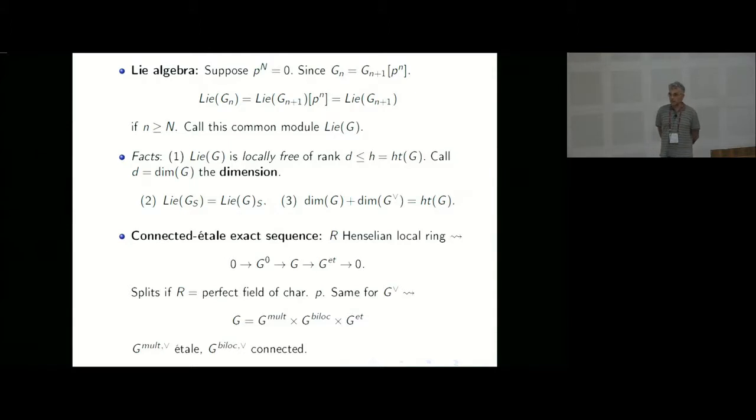And also the connected-étale exact sequence carries over from the finite G_n to the whole p-divisible group and splits as before if R is a perfect field. And in fact, something that I could have mentioned before, if you also use this splitting for the Cartier dual, then you get over a perfect field of characteristic p that every p-divisible group breaks up canonically into a product of a multiplicative part, a bilocal part, and an étale part, where the multiplicative is such that it is connected, but its dual is étale, and the bilocal is such that it is connected and its Cartier dual is also connected.